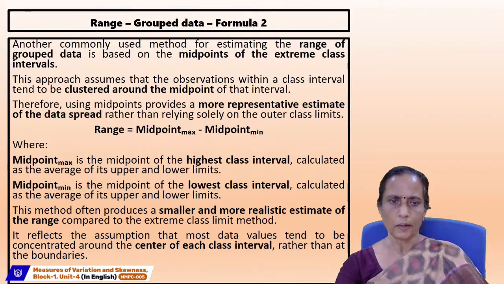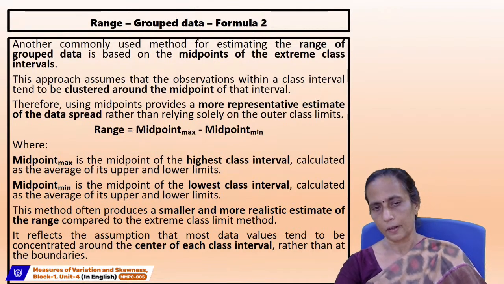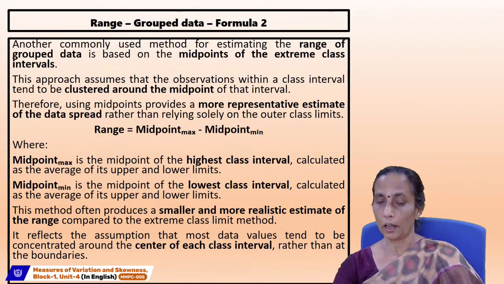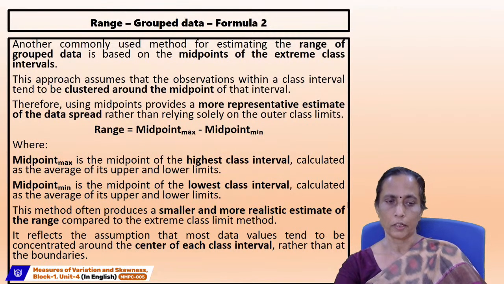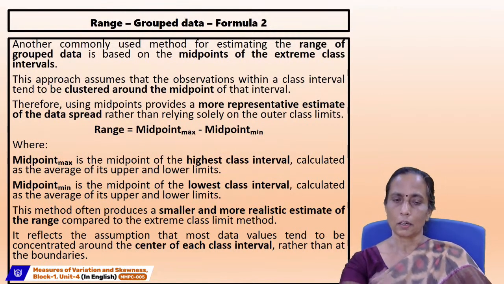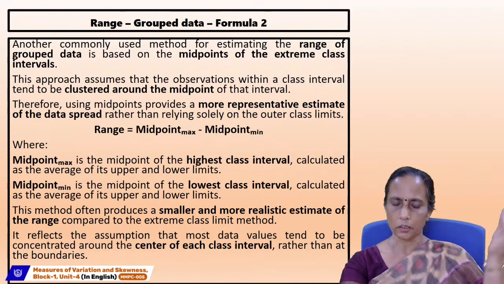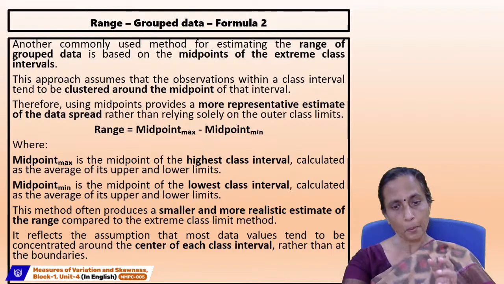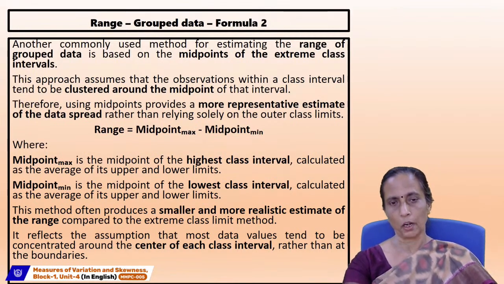The difference between the two gives you an estimate of the range. This method often produces a smaller and more realistic estimate of the range compared to the extreme class interval method. It reflects the assumption that most of your data values tend to be concentrated around the center of each class interval. Only the midpoints of the class intervals are taken into consideration rather than the boundaries, as in the case of formula 1.